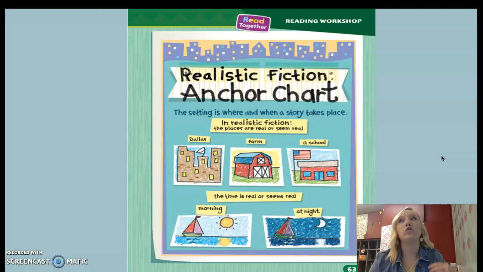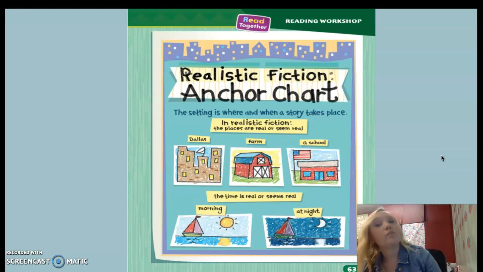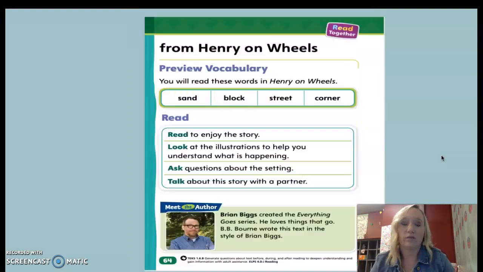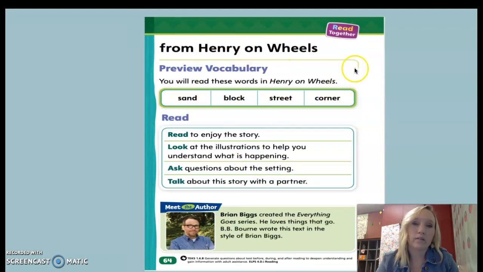So we're going to read our story of the week, and we are going to figure out where the setting is. We're going to describe the setting. We're going to describe, is it happening during the day? Is it happening at nighttime? And where is it happening? Okay, so as we read, I want you to listen for that. Before we read, let's look at our vocabulary words. We talked about these words earlier this week. So we have sand, block, street, and corner. So keep a lookout for those words during our story today.